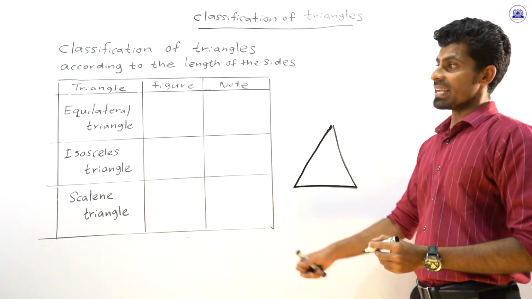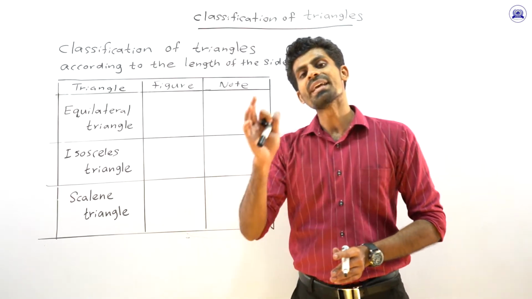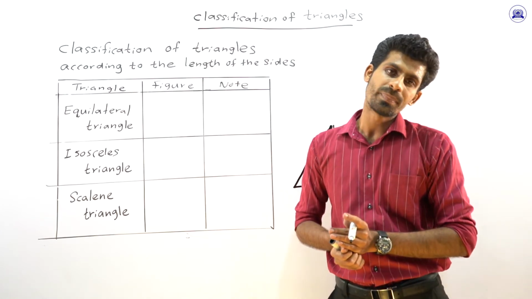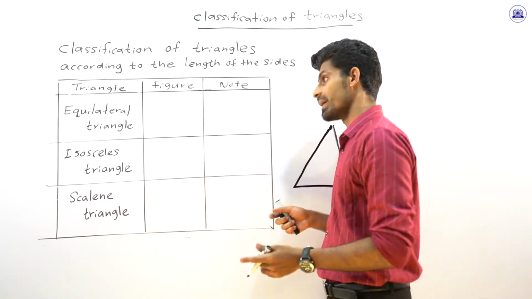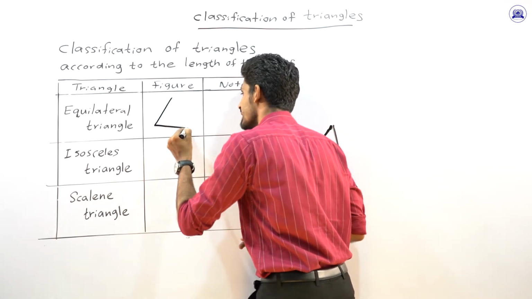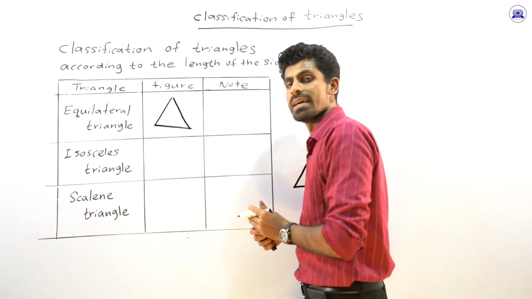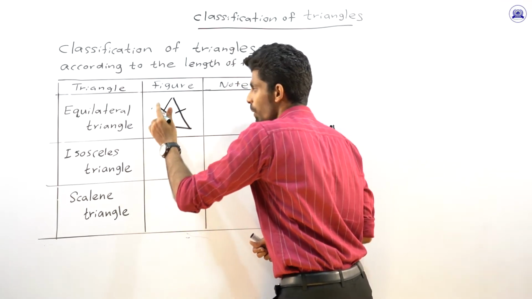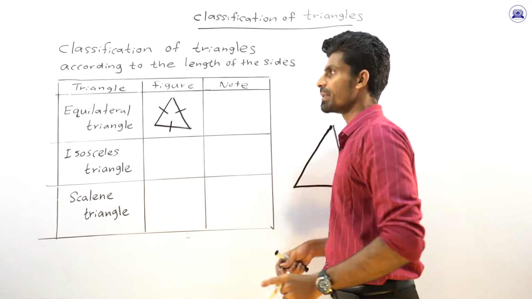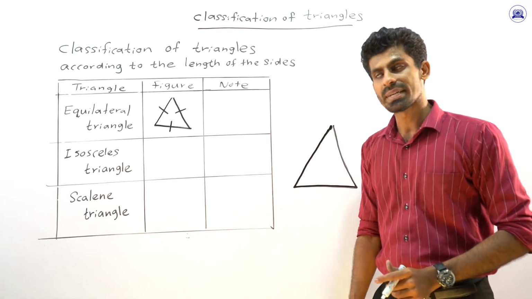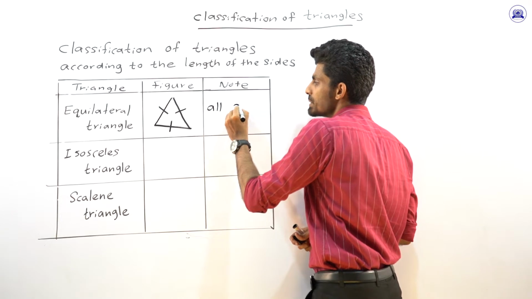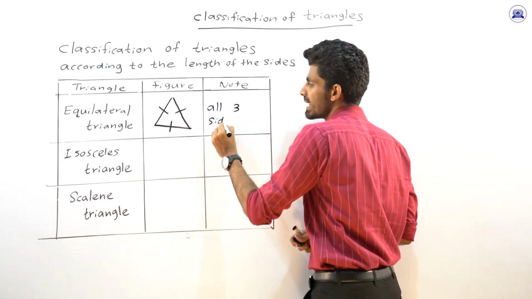Equilateral triangle. An equilateral triangle means all three sides are equal. Look at this one, all three sides are equal. We can use this symbol, which means all three sides are equal.